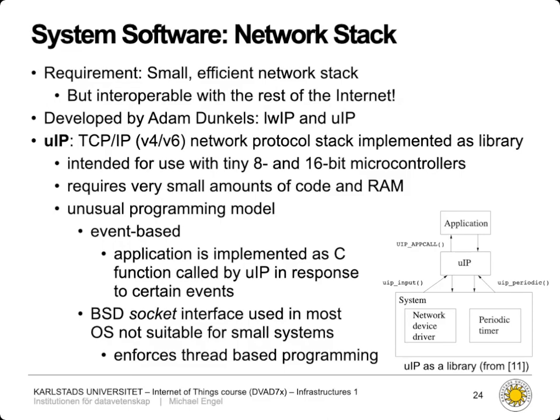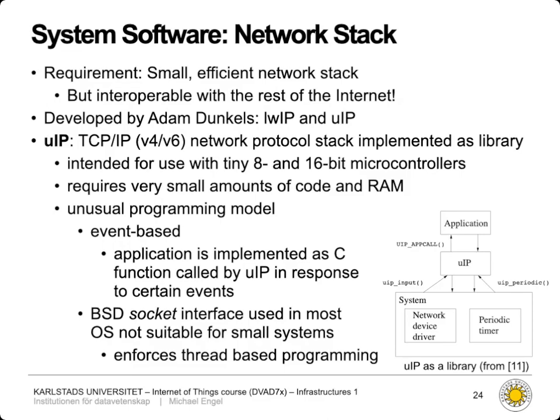So this was also developed by Adam Dunkels. There's two versions, one called LWIP, lightweight IP, and the other called UIP, so micro IP. UIP is the smaller version, which is actually useful on small 8 and 16-bit microcontrollers with very little memory. So it's a complete TCP/IP stack and now supports IPv4 and v6, and it's implemented as a library that you can use on top of Contiki. It requires very small amounts of code and RAM, but in order to achieve this, it has a very unusual programming model you also see shown on the right-hand side.